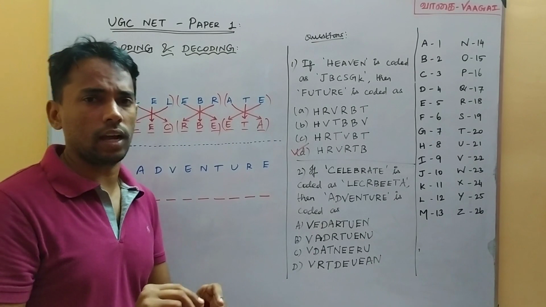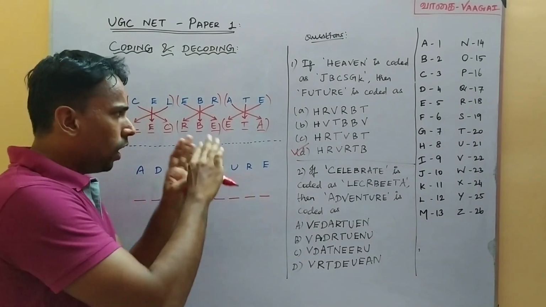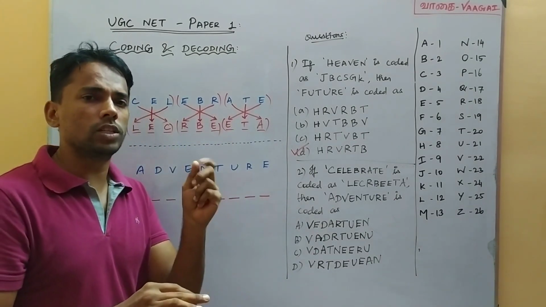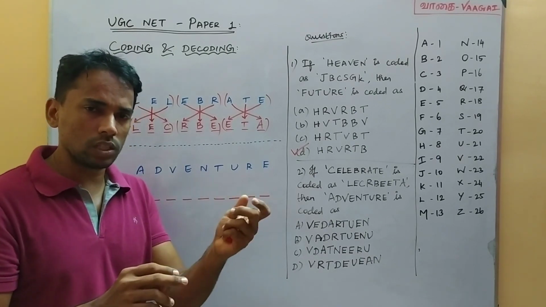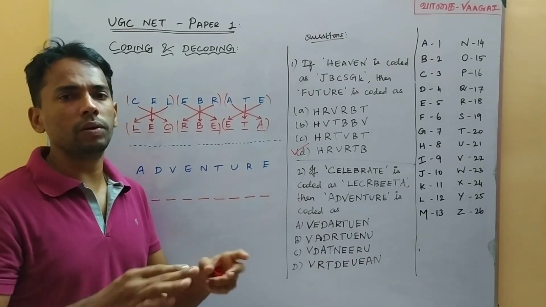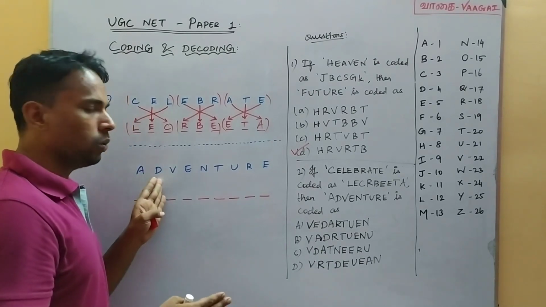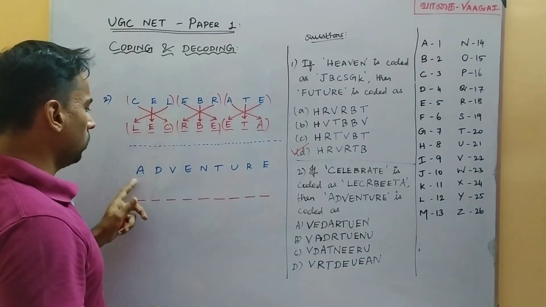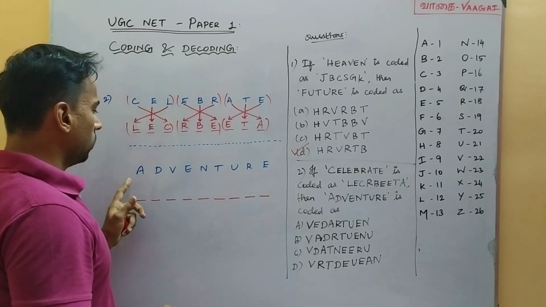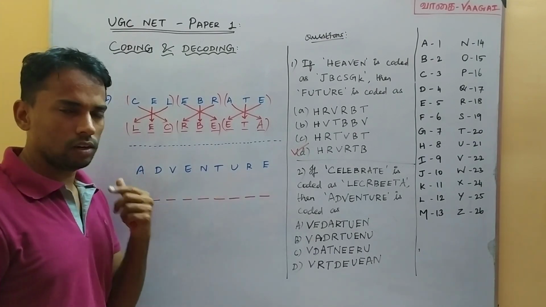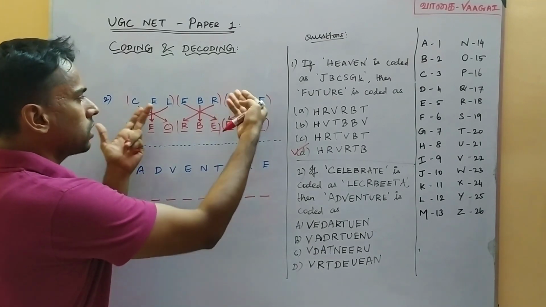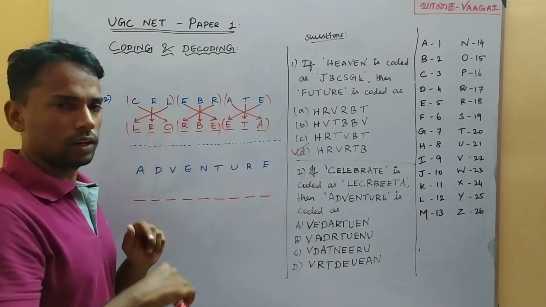So once this is caught, this observation is what is much important. And once you are able to catch this pattern, then it will be very easy for us to continue and get the answer. Okay. Now let's come to our given word. The given word is adventure. Again, adventure is a 9-letter word. Very easy. Let's again use the same pattern here and then we'll get the answer.